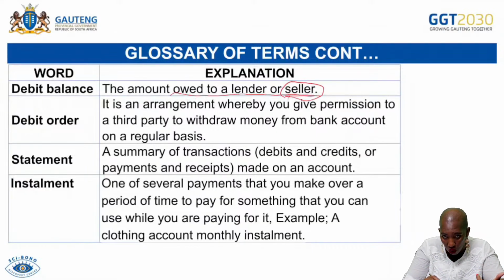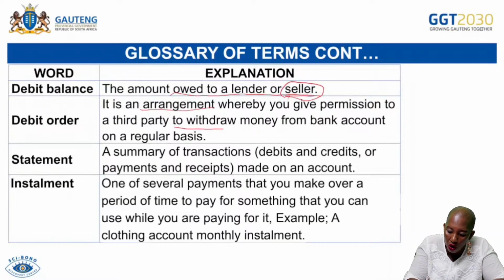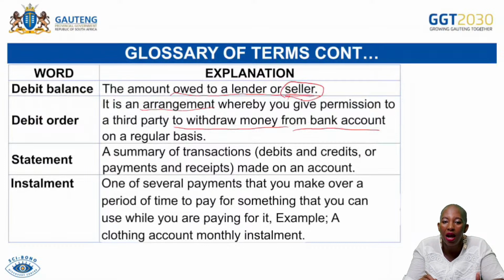Now with the debit order, it is an arrangement. Look at this one. A debit order is an arrangement whereby you give permission to a third party to withdraw money from a bank account on a regular basis.